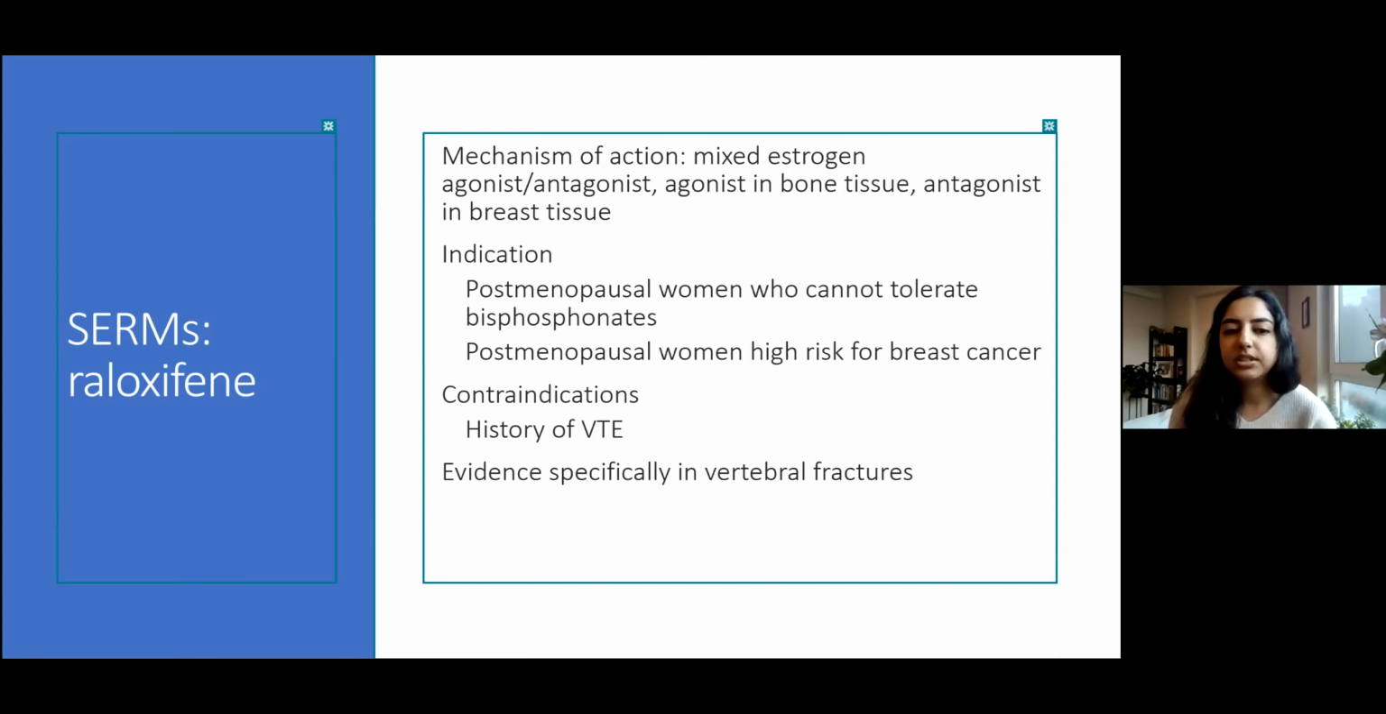We were talking about people who can't tolerate it. Raloxifene is a reasonable choice. You can also use this as a preferred treatment for people who are high risk for breast cancer because they'll have some breast cancer preventative activity. You shouldn't use raloxifene if someone has a risk of clots. And most of the evidence for raloxifene shows prevention of fractures, specifically for vertebral fractures. Okay.